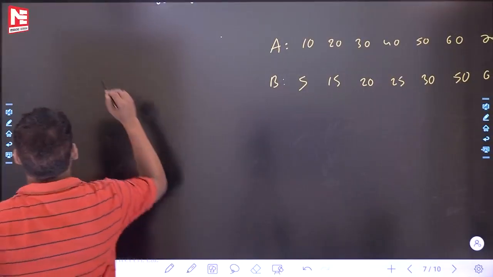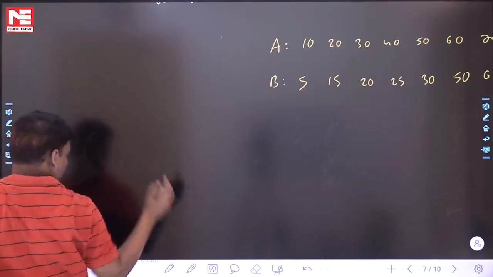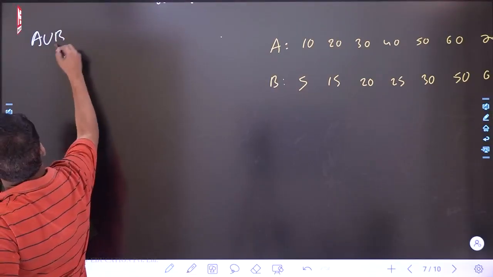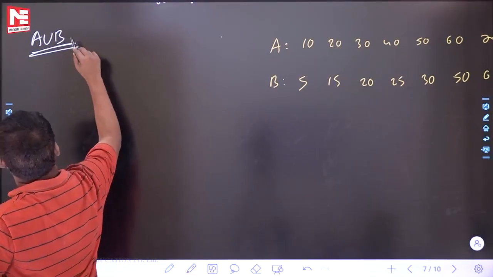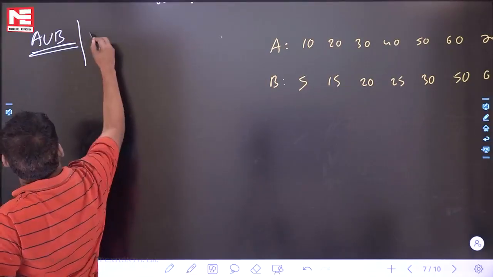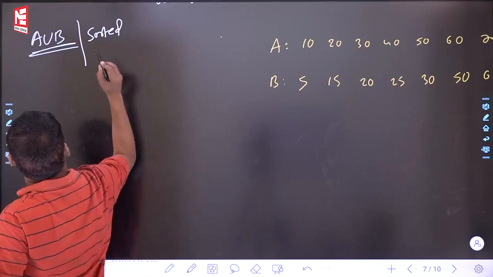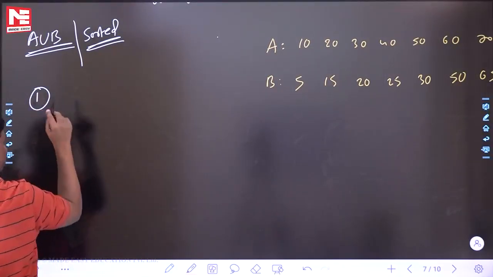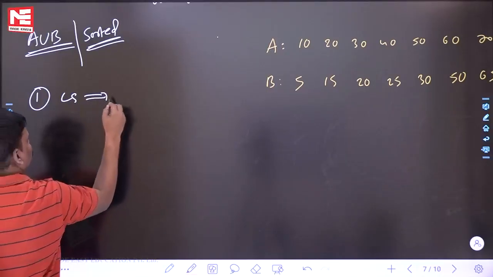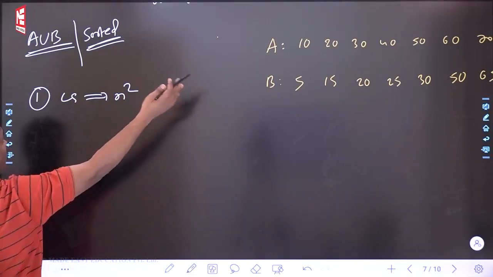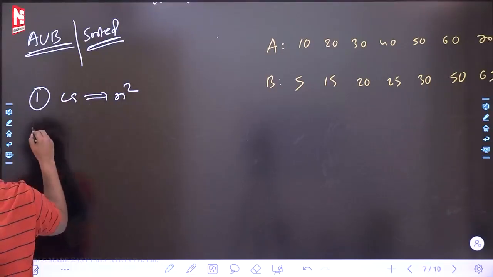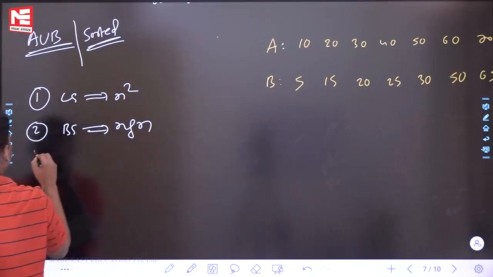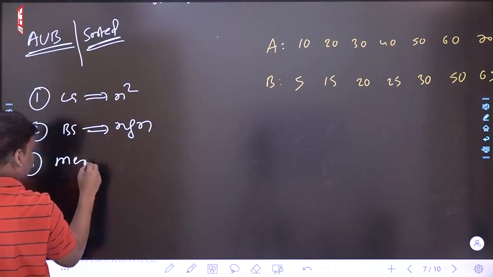Same story for how to do union. A union B, I want to do. Assume that they are sorted. See the first one, please verify yourself: linear search is possible, n squared, the same as whatever we did for intersection. Binary search is also possible, n log n. See the third one, merge algorithm is possible.